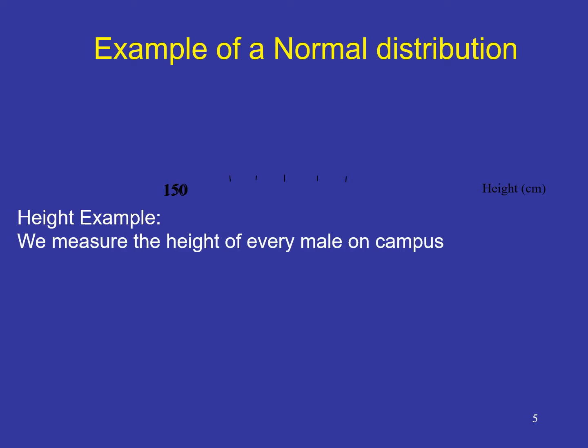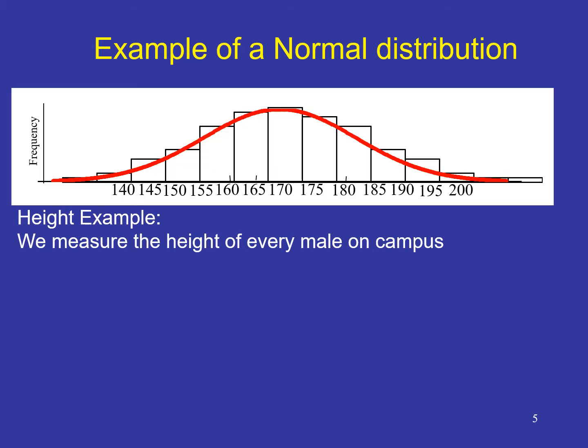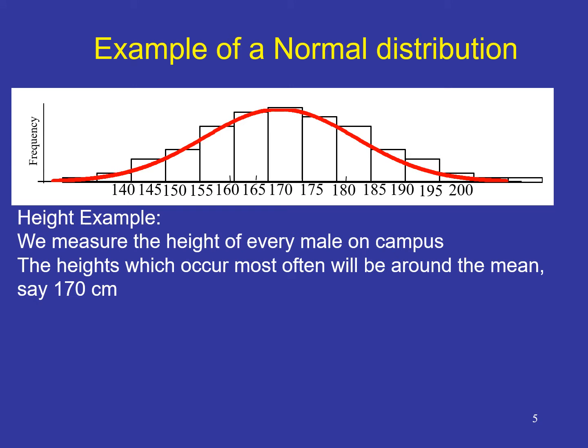So let's have a look at an example of a normal distribution. Let's imagine we measured the height of every male on campus. What we'd find is our graph might look something like this if we were to graph the frequencies. So we'd find the heights which occur most often will be at the mean. Let's say the mean is 170. So 170 is where we'd have the highest frequency.